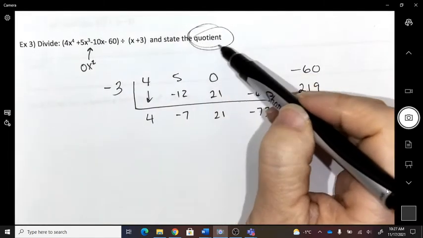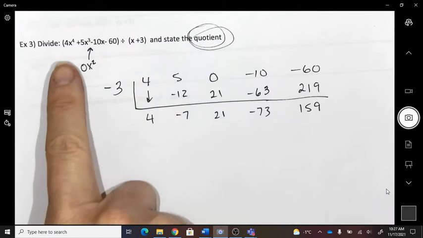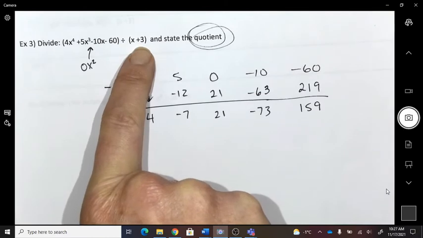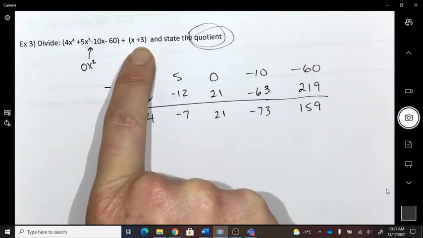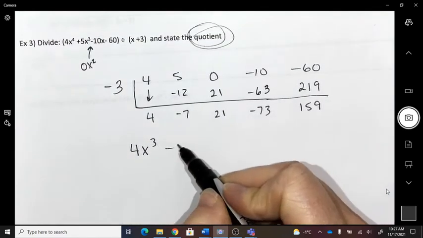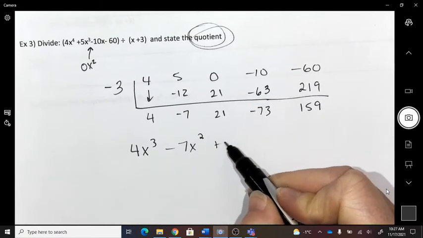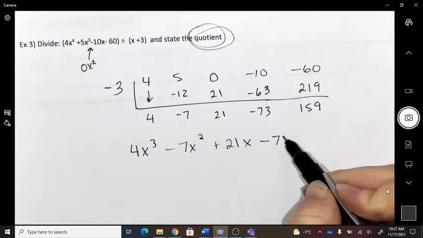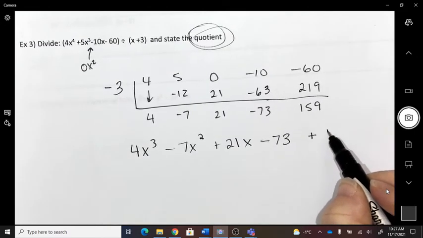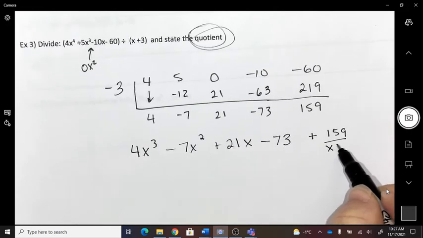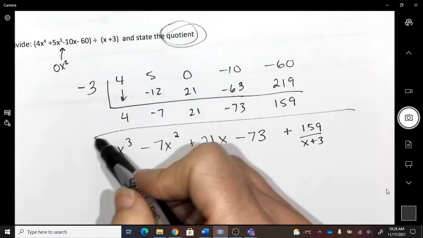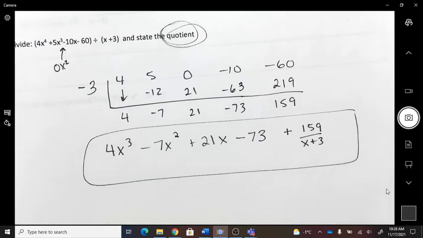Okay, quotient time. So think back to your start. If this was a 4th dividing by an x, the result would be a cubic. So result is 4x cubed minus 7x squared plus 21x minus 73. How do I write a remainder? Plus 159 over x plus 3. So that's the quotient. That's the result of the division.